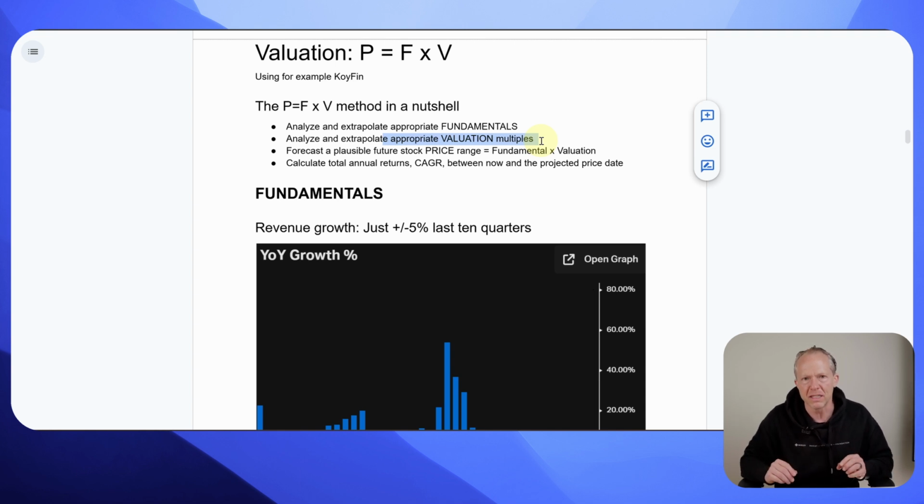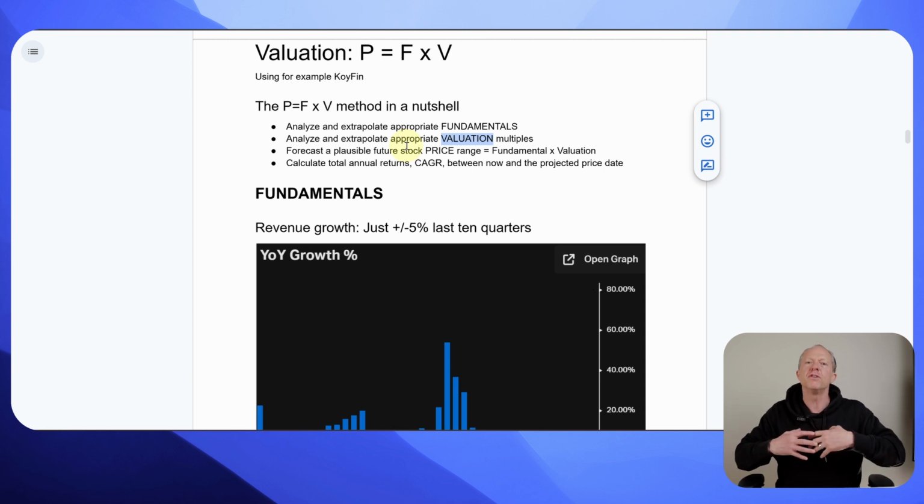And then on top of that, we need to take into account a higher risk level or a higher required rate of return in order to assume that risk. But again, the P equals F times V method always starts by very clearly stating what fundamentals you're using and what the forecast is and why you make that forecast. And the valuation multiples, which one you use, why you use it, and how you forecast it, and why that is a reasonable, warranted, plausible, likely multiple.